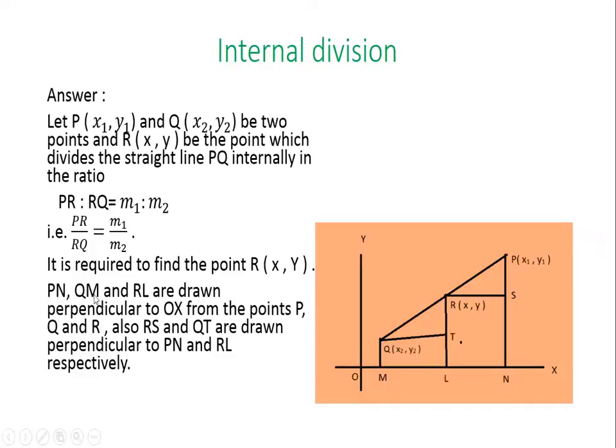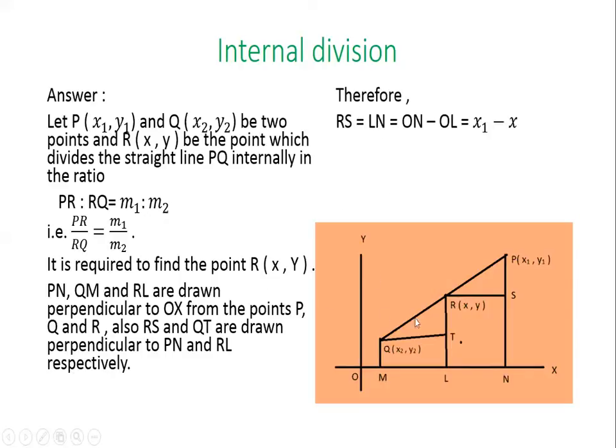PN, QM, and RL are drawn perpendicular to OX from the points P, Q, and R. Also, RS and QT are drawn perpendicular to PN and RL respectively.